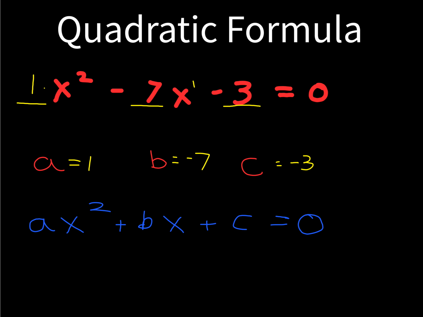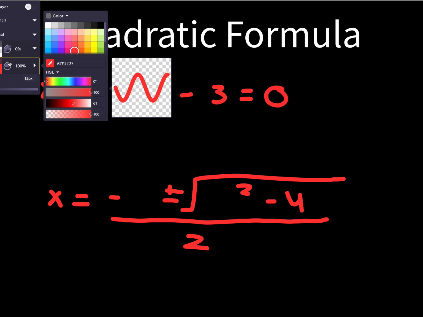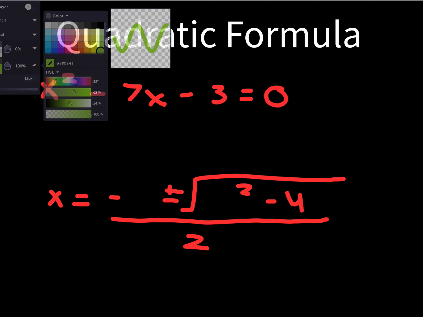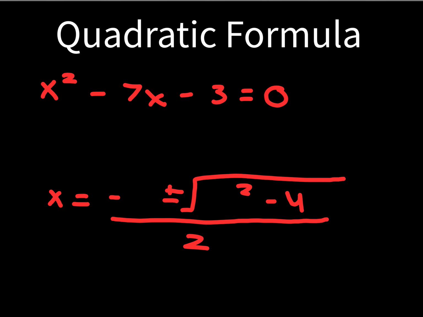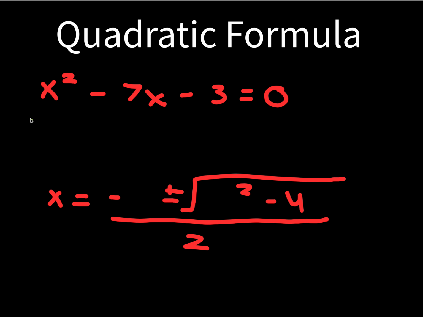Now let's go ahead and move along and begin to solve the quadratic formula. So I have this here again. Let's go ahead and rewrite our a's, b's, and c's. The a is going to be 1 here. In this case, it's the coefficient of the x squared. B is going to be -7 as we discussed, and c is -3.